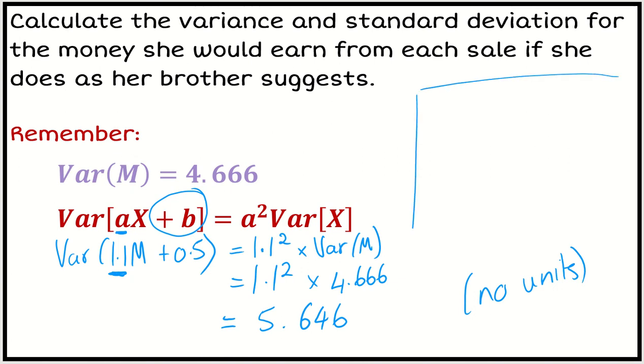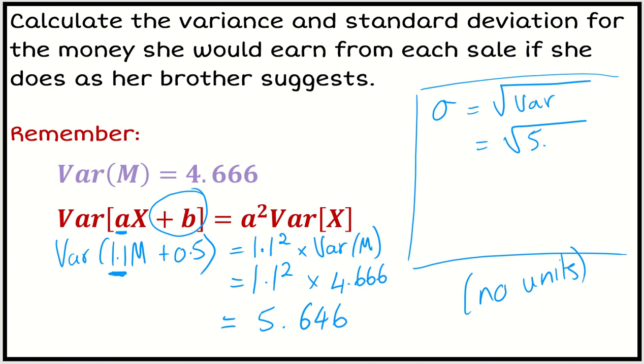However, standard deviations do. Our standard deviation is the square root of the variance. So we're going to take the square root of 5.646, and that's going to give us a cost of $2.38. So that is our standard deviation for increasing the prices by 10% and adding 50 cents on top. That would be our new variance and standard deviation.